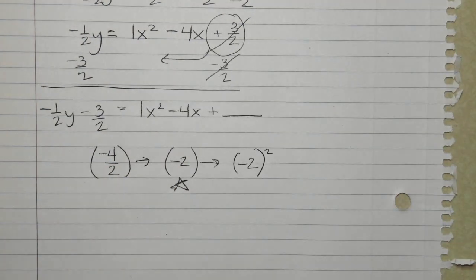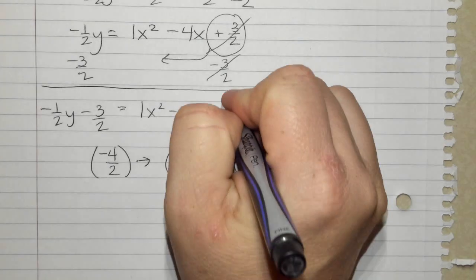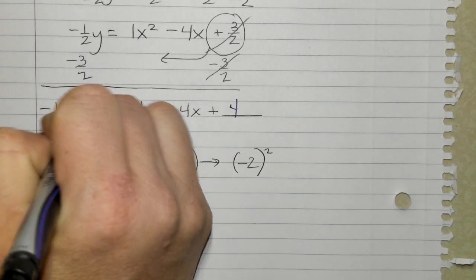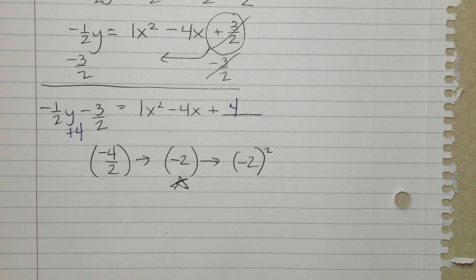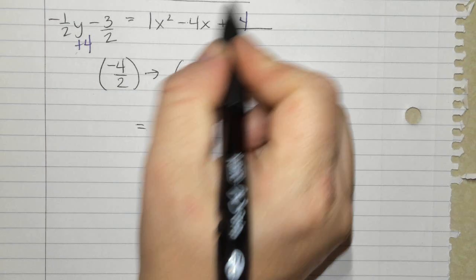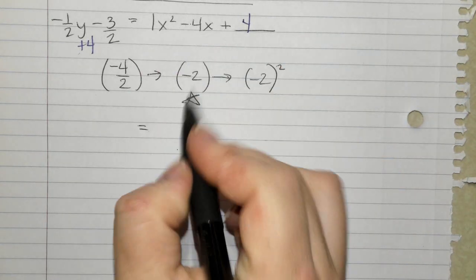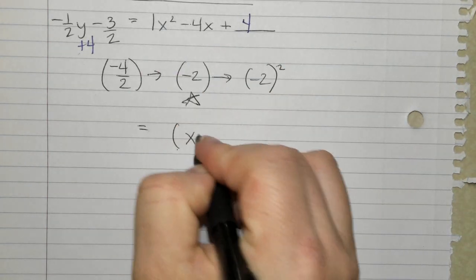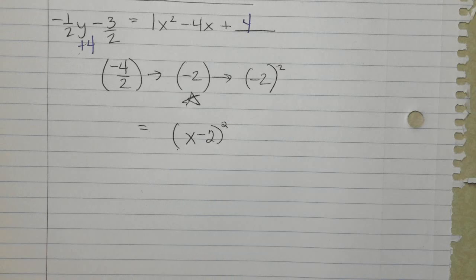I'm going to add it both to the left and to the right at this time. Plus 4, and over here, plus 4. On the right-hand side, I would tell you to factor this, but here's the cool thing. We get to shortcut whatever this value is. It's going to be x minus 2 quantity squared.